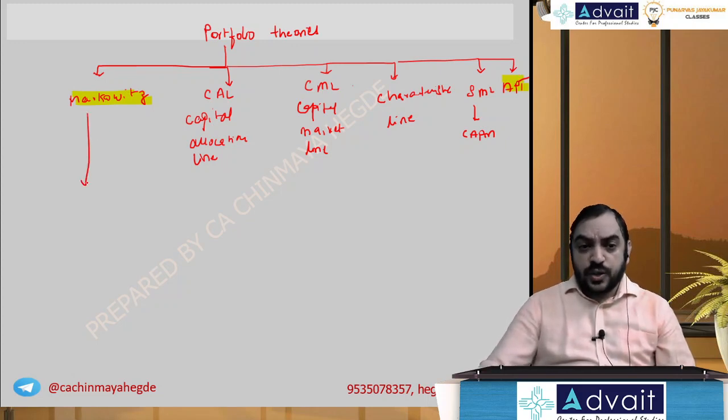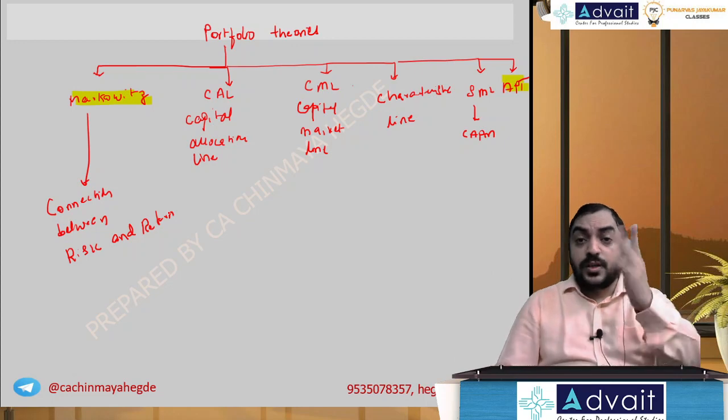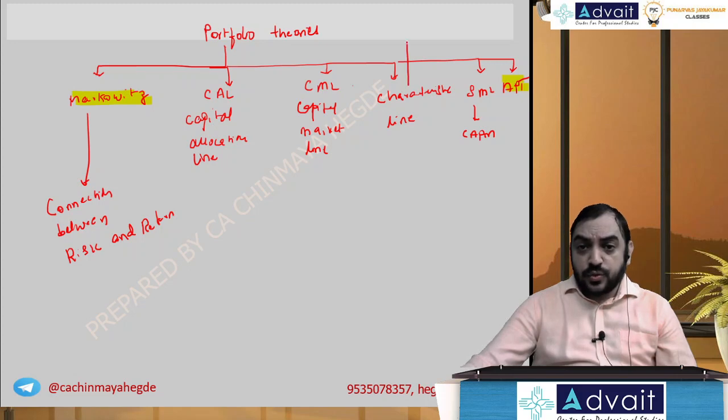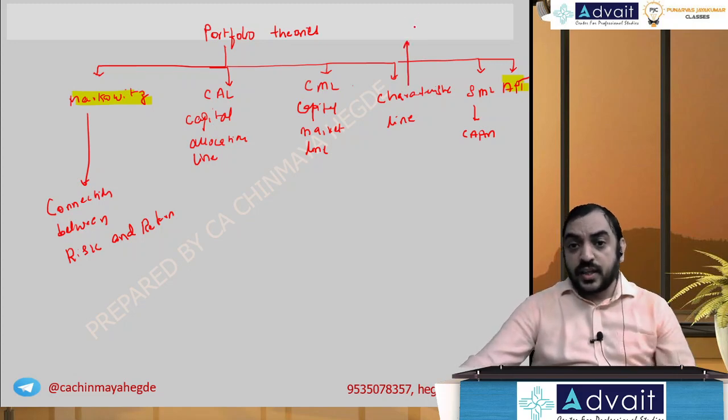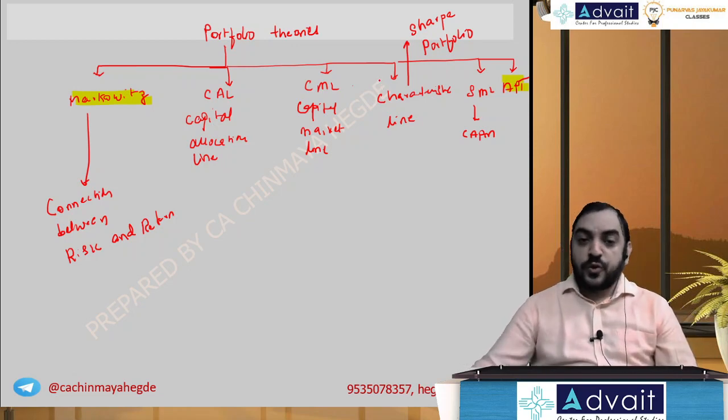So Markowitz is the one who first talked about or established the connection between risk and return. Risk was separate, return was separate. He connected both. Markowitz was the first person. Along with the characteristic line, we are going to learn the Sharpe portfolio, or Sharpe risk, as well.